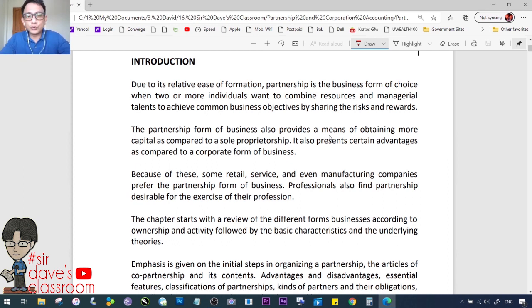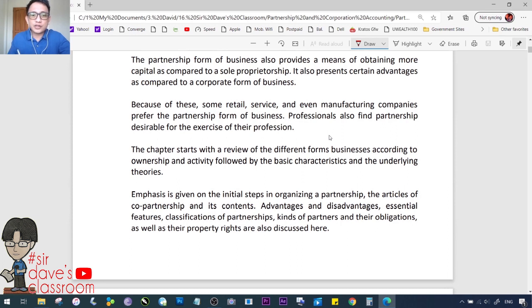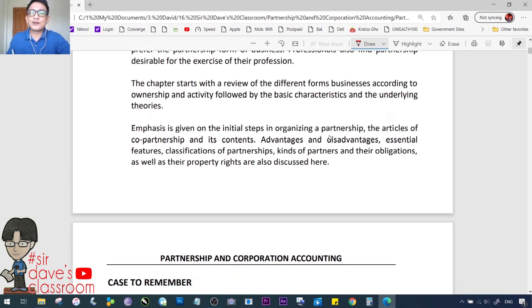Here in our book number 2, we will be taking up the next 2 kinds of businesses according to ownership, which is your partnership and corporation. This is a very exciting topic class, yung partnership topic. Okay? Emphasis is given on the initial steps in organizing a partnership, the articles of co-partnership and its contents, advantages and disadvantages, essential features, classifications of partnerships, kinds of partners and their obligations, as well as their property rights are also discussed here. So class, ito yung mga usually pinapamemorize sa'yo ng teacher mo.